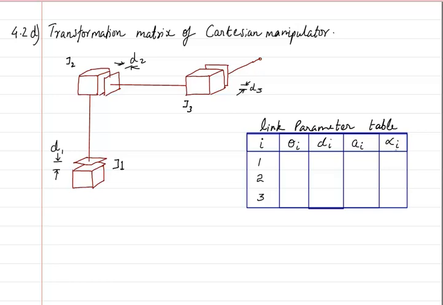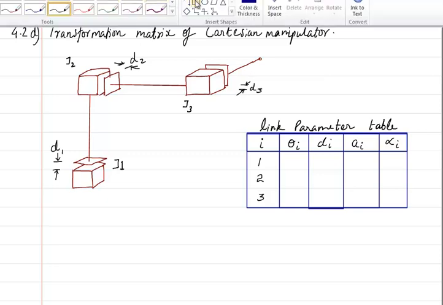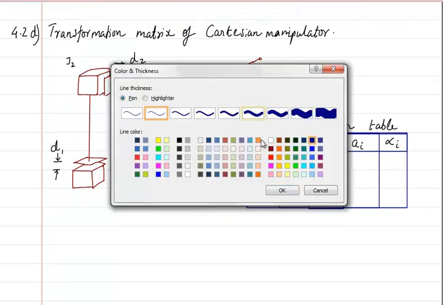So first, when we start with the DH convention, the first thing is that we have to draw the axes. The z axis of J1, or of any prismatic joint, will be in the direction in which it is moving. The first joint is moving D1, the second joint is moving in D2, and the third joint is moving in D3. So I will draw the axes.